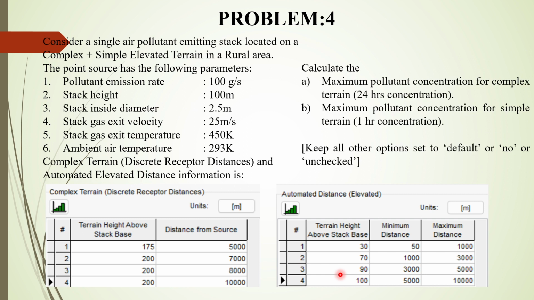Now what we have to calculate? We have to calculate the maximum pollutant concentration for complex terrain for 24-hour concentration, and the maximum pollutant concentration for simple terrain in 1 hour concentration.